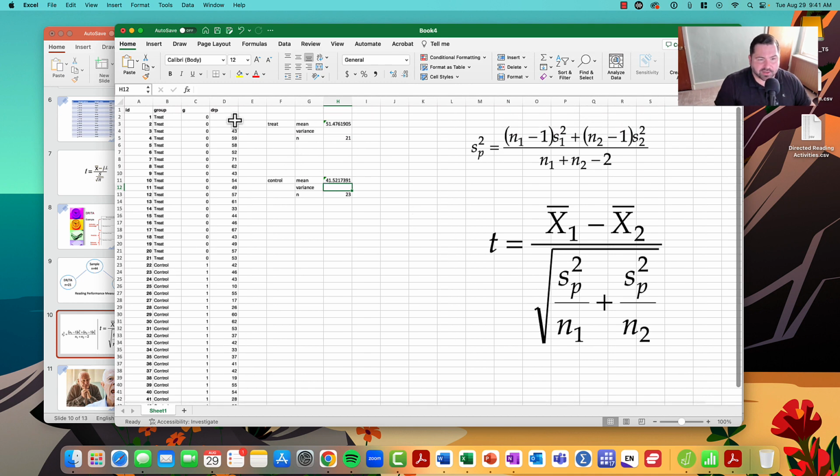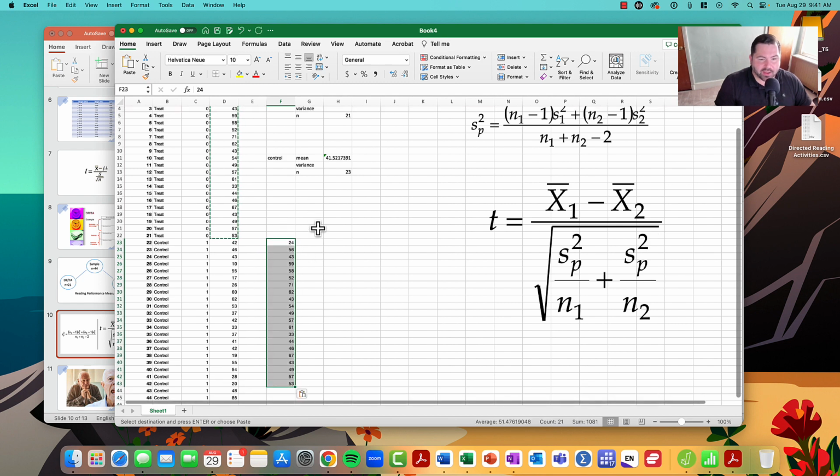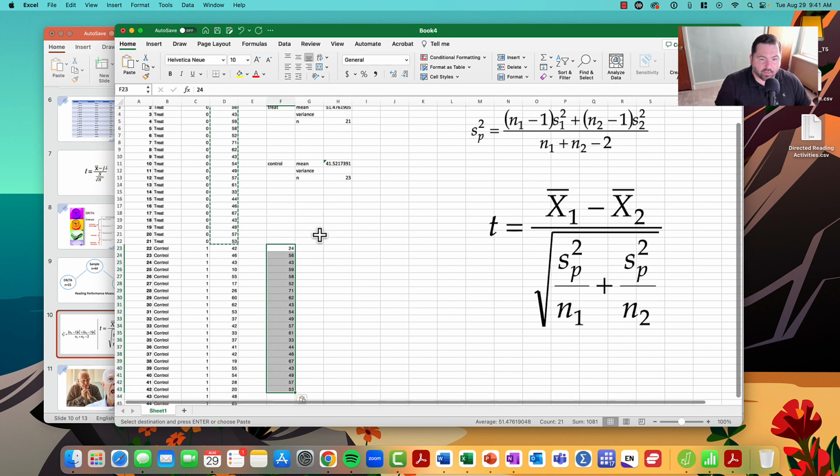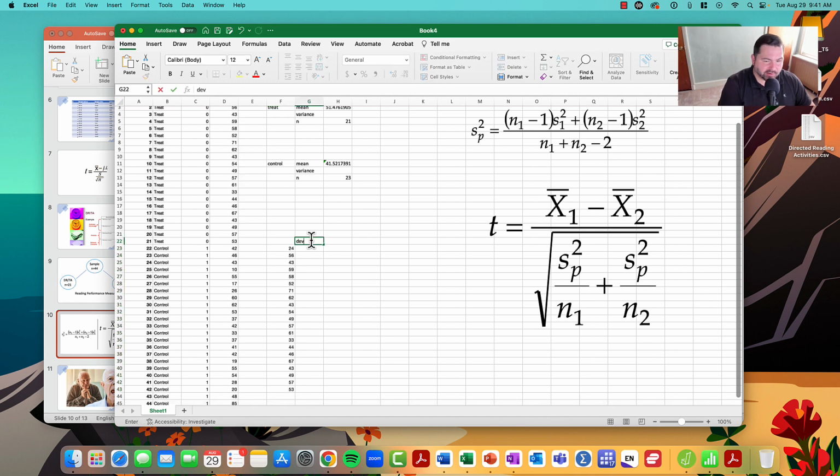And so in order to calculate variance, I might make my life a little bit easier and take these 21 participants and maybe move them down here or something, right? And I want to be able to determine deviance, and then I'm going to need square deviance so I can get sum of squares total, and then I can calculate the variance.